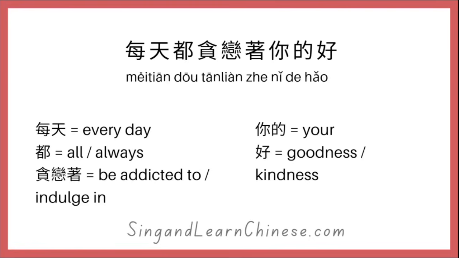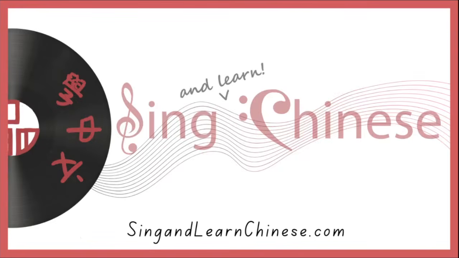每天 is every day, 都 always. 贪恋 is to want, be addicted to, indulge in, like really badly want. And then 你的好, your good, your goodness. So every day I'm greedy for your goodness towards me, that kind of idea. And that's it. That is 学猫叫.